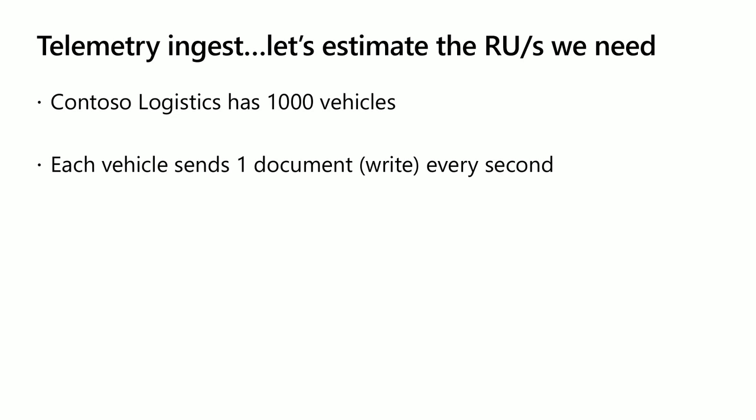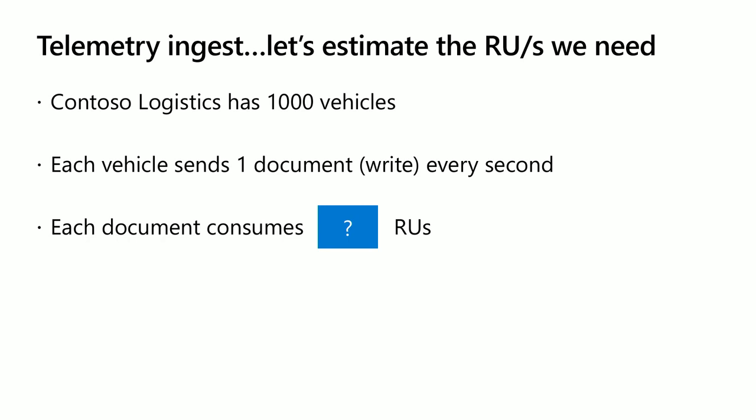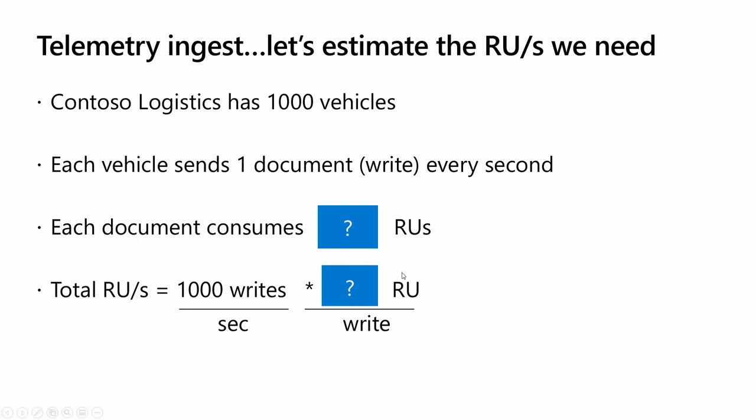All right, so let's say we have 1,000 vehicles on the road, and each vehicle is going to send a new telemetry event, a new document write to the database every second. Each document will consume some number of RUs. We don't know yet, we'll find out. But if we know that number in that blue box, we'll multiply it by 1,000 and get the total number of RUs per second we need. And that's what we should provision in that box for request units.